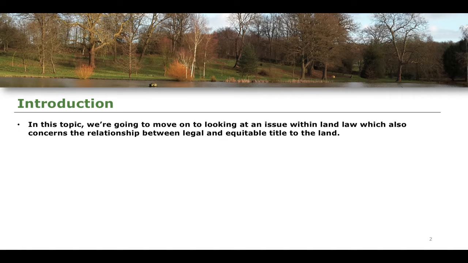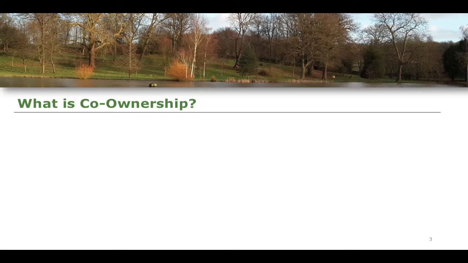Sometimes co-ownership is merged together with the trusts of land topic. We've decided to do it slightly separately, but for the most part, we're following on from our previous lessons on trusts of land. And we're talking about this idea of co-ownership, the way in which co-ownership actually takes place, the methods of co-ownership, the types of co-ownership, as well as the idea of severance of co-ownership.